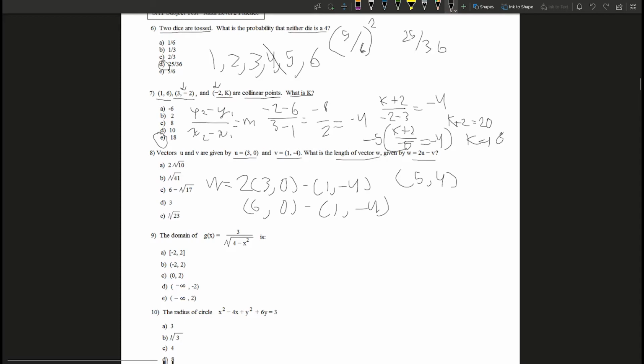But we want to find the magnitude of vector w. So we're going to have to use the distance formula. So the root of 5 squared plus 4 squared. And let me just take out my calculator, see what that is. Square root of 5 squared plus 4 squared.